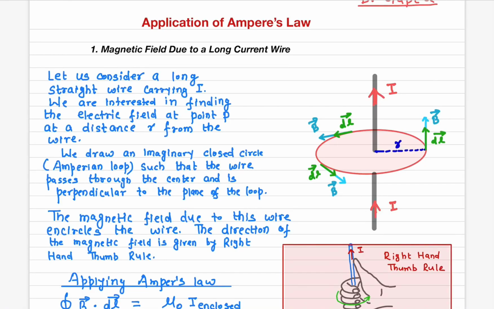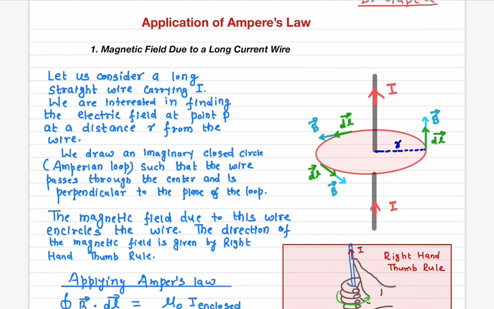In this video, I will give you an example of Ampere's law. In other words, we will find out the magnetic field due to a long current carrying wire, and we'll do this by using Ampere's law. So what we are given is a very long, infinitely long current carrying wire, and we are interested in finding out the magnetic field at this point here.